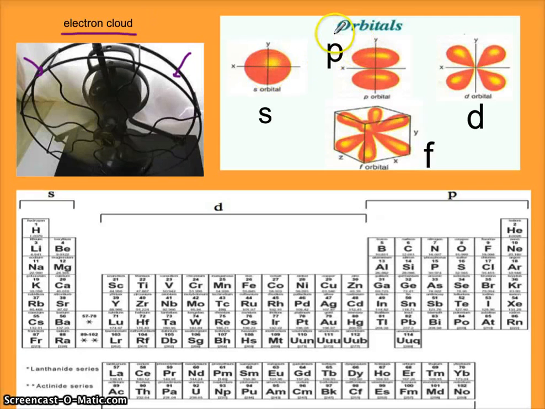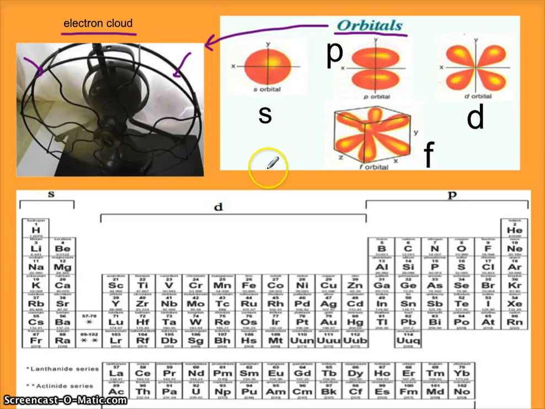Orbitals have to do with these electrons. Now, orbitals don't have anything to do with how fast they are. They have to do with where they are. Now, orbitals are a little bit complicated, so let me try to go slow.